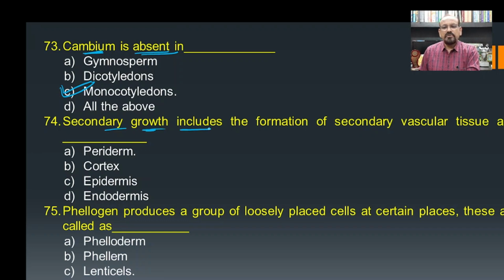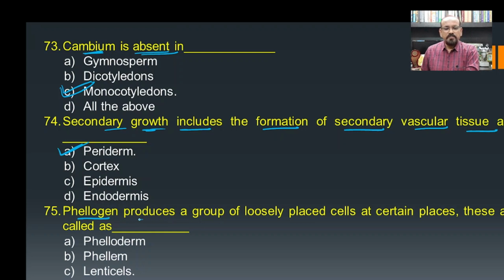Then secondary growth includes the formation of secondary vascular tissue, and we know that secondary growth is involved in the formation of the secondary phloem and the secondary xylem by the cambium, which is present inside the vascular bundle and outside the vascular bundle, that is intrafascicular cambium and interfascicular cambium. Again there is a formation of the bark or the periderm by the activity of the secondary cambium, that is known as the phellogen or the cork cambium.